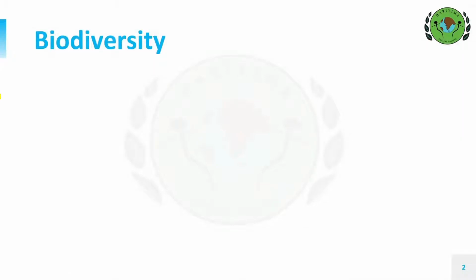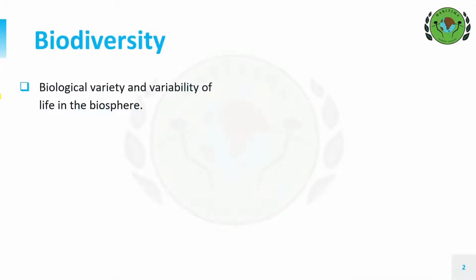Biodiversity is defined as the variety among living organisms from all sources, including terrestrial, marine, and other aquatic ecosystems, and the ecological complexes of which they are a part. This includes diversity within species, between species, and of ecosystems. This definition of biodiversity was given in the United Nations Earth Summit 1992. In simple words, biodiversity is biological variety and variability of life in the biosphere.